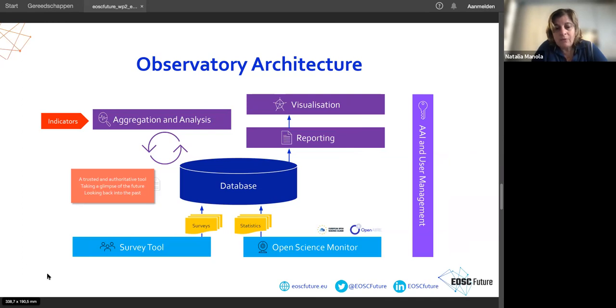So this will have, on one side, a survey tool where we're going to have the different representatives logging in and giving us information. And then on the other side, we're going to have the Open Science Monitor that comes from, as I said, OpenAIRE and EOSC portal. Hopefully both OpenAIRE and EOSC portal will work with the national initiatives. And then we're going to be building reporting, visualization, and aggregation and analysis.